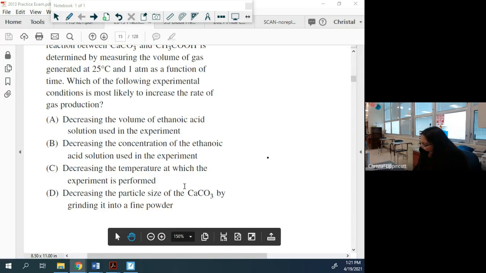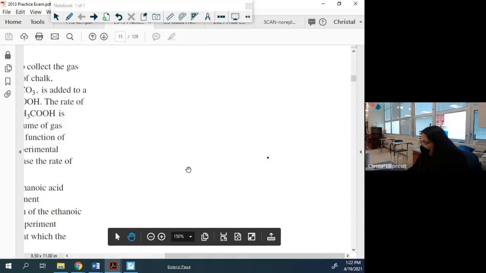No. So the only thing that makes sense here is decreasing the particle size. If we're decreasing the particle size, we're increasing the surface area. And remember, increasing surface area will increase the rate of reaction. Remember that? Okay. All right, let's look at number 7.